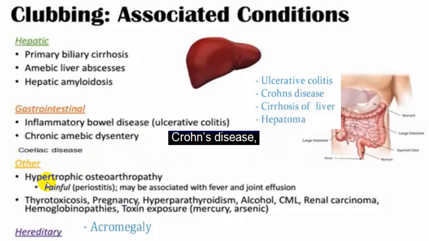Then hypertrophic osteoarthropathy, which will be a painful clubbing and may be associated with fever and joint effusion. There are endocrine groups like thyrotoxicosis, hyperparathyroidism. Then during pregnancy, alcohol, chronic myeloid leukemia, renal carcinoma, certain hemoglobinopathies, acromegaly, toxins like mercury and arsenic, and don't forget hereditary and idiopathic.